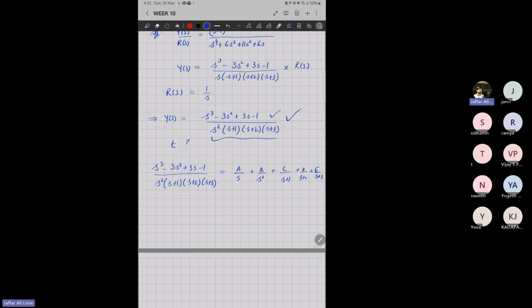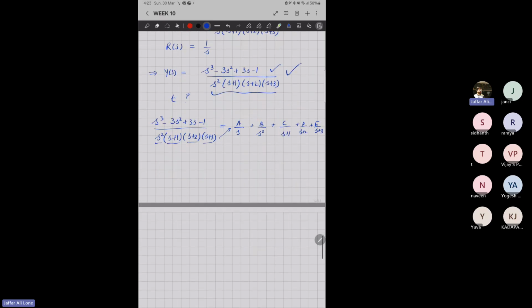Then again, you'll just apply the basic procedure, just multiply this with this, or there are many ways, right? And when you solve this using partial fractions, it's not that difficult. Just put S equal to 0, then S plus 1 equal to 0, S plus 2 equal to 0, S plus 3 equal to 0, and again you'll get the values of A, B, C, D, and E.